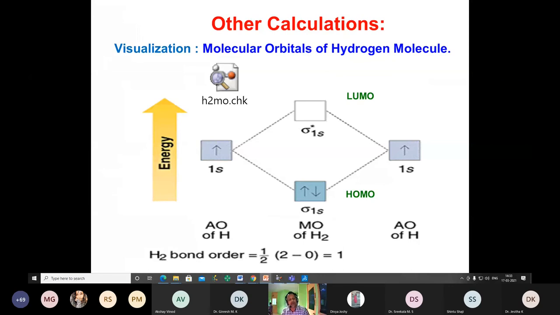Now, other calculations like molecular orbital calculations are also possible. In the molecular orbital, for example, a simple molecule, the H2 molecule, the two electrons are filled in the sigma 1s2 molecular orbital. Then the next orbital is sigma star 1s. What is your HOMO? HOMO means highest occupied molecular orbital. The two electrons are filled into this sigma 1s, and that is your highest occupied molecular orbital. And sigma star 1s is your vacant, higher upper orbital, an unoccupied molecular orbital. So the expansion is lowest unoccupied molecular orbital.